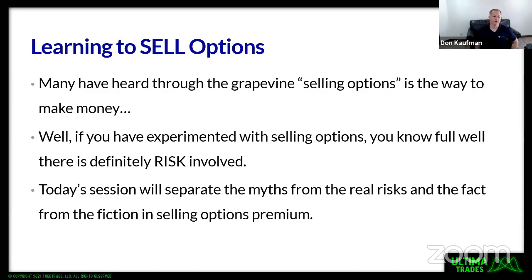If you've been in this business for a couple months or a few years, sooner or later you'll start hearing it: you've got to sell options if you want to survive in this business. You're probably going to end up on the sell side of options. And what people are unaware of is that right now, it is incredibly beneficial to be the seller of premium. However, if you've experimented with selling options, you know full well there is definitively risk involved, and I'm going to talk about some of the risks involved.